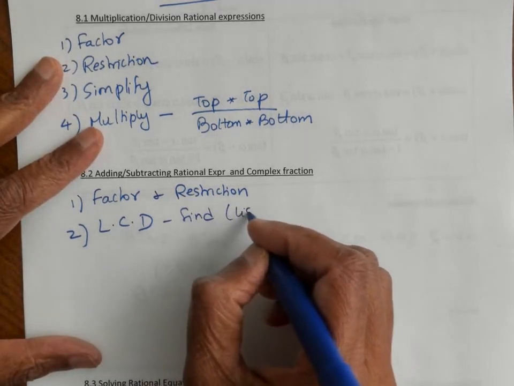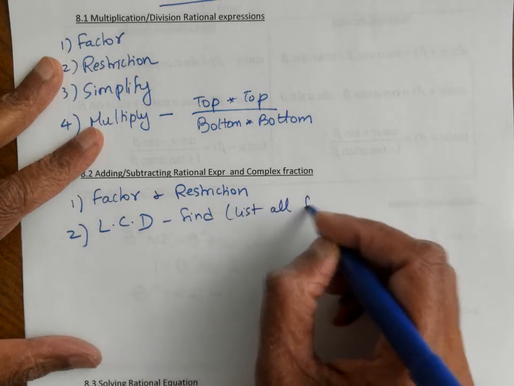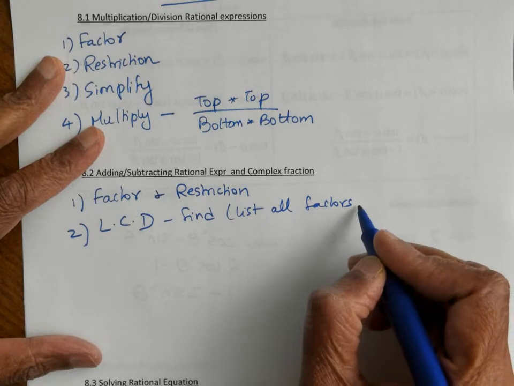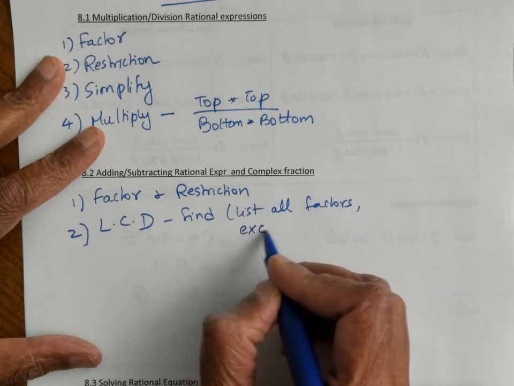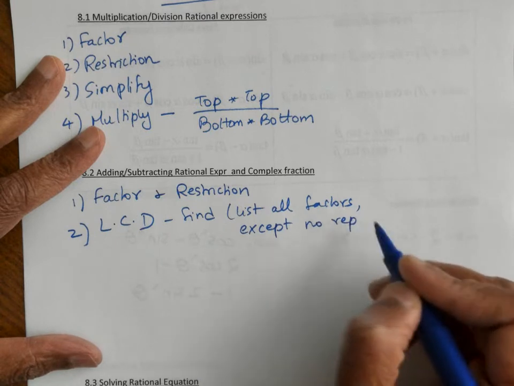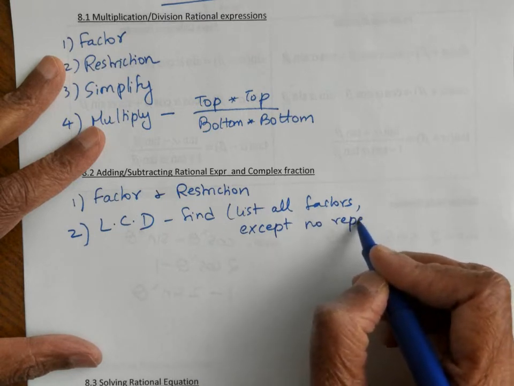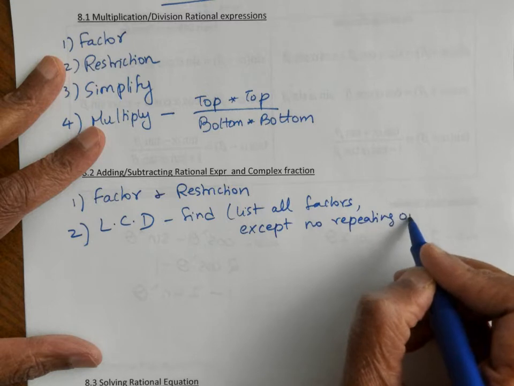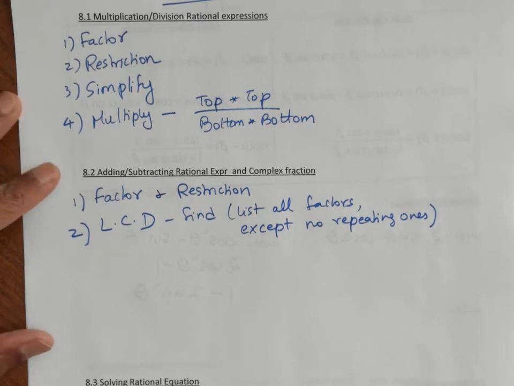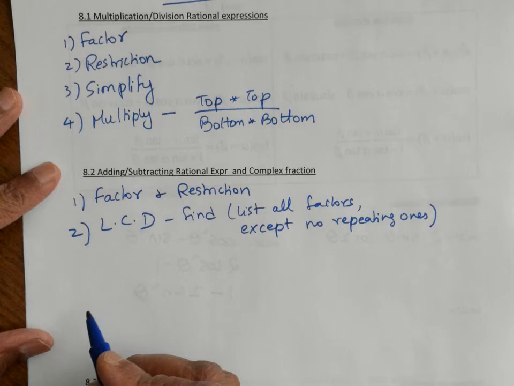List all the factors except no repeating ones. So if x plus 1 occurs twice, take it only once. And if you have to choose between x and x squared, you choose x squared, because x squared already contains an x. Yeah, correct. Okay, list all the factors except no repeating ones, right? Don't eliminate the repeating ones.